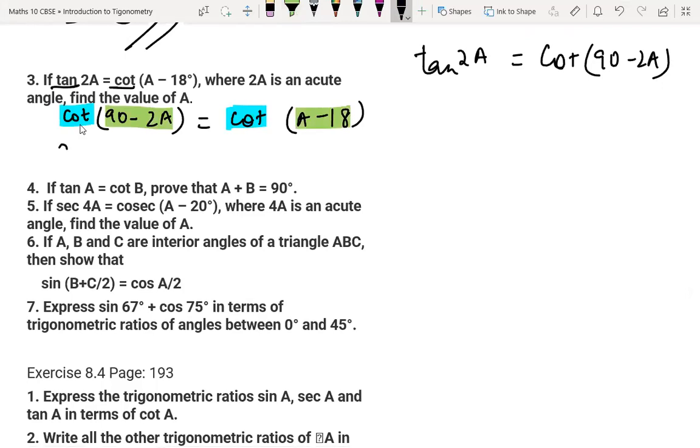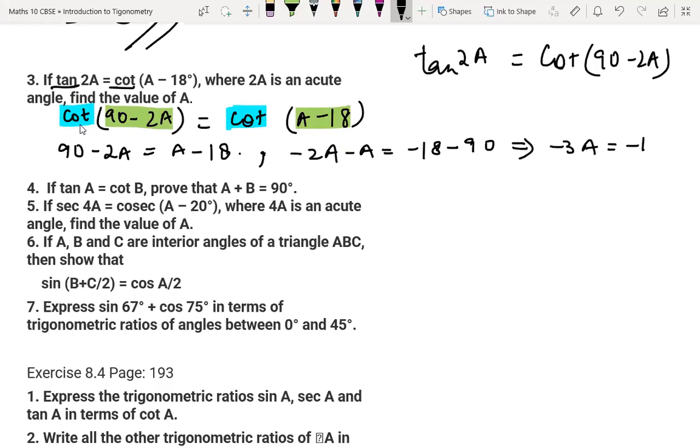So we can write it as 90 minus 2a is equal to A minus 18. Can you solve? You can write here minus 2a minus a is equal to minus 18 minus 90. Then we can write minus 3a is equal to minus 108. This will get cancelled. So a is equal to 108 divided by 3. That is 36 degree.